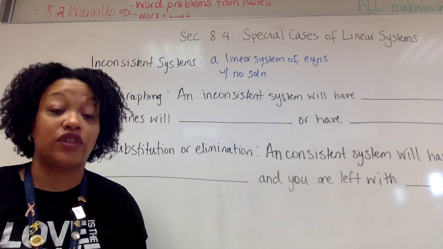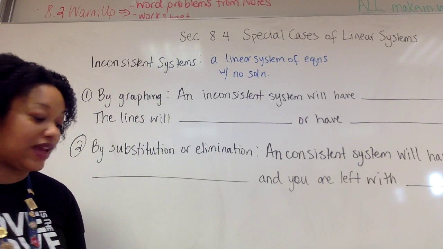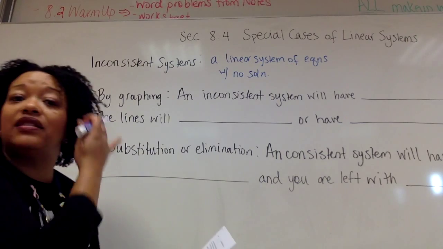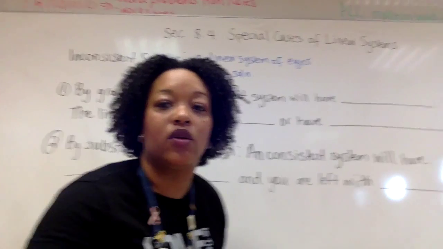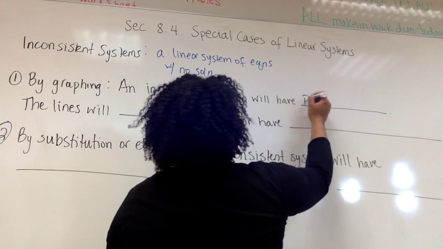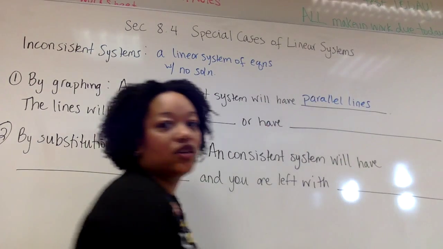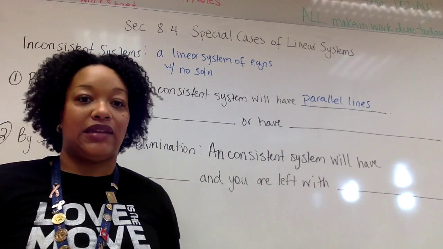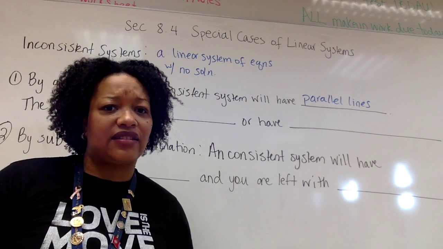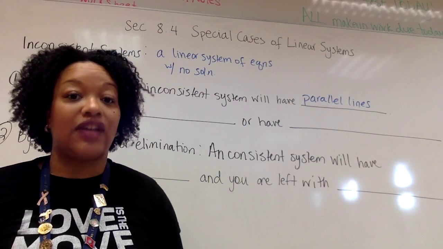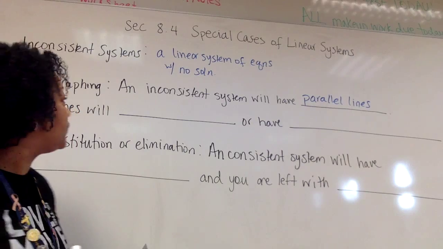What does your graph look like when you have an inconsistent system? Well, the first sentence says an inconsistent system will have parallel lines, okay? They never intersect. You know that's what parallel means. They are two lines that never intersect. Well, if they're two lines that never intersect, then there's never going to be a point of intersection. There's your no solution. So that will be an easy one to recognize, all right?